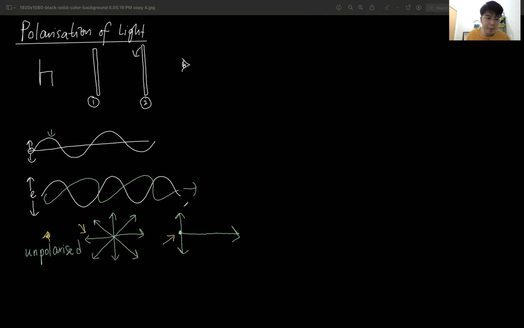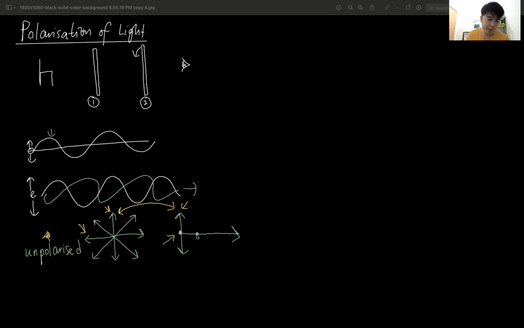So you see the up-down, which is this one. And then you see this one, which is represented as the dot. You can imagine that this field is vibrating towards your face and away from your face. It's like out of the screen and into the screen. Okay, so that's how we draw the unpolarized light. That's how we represent it in the 2D view, at the side view.